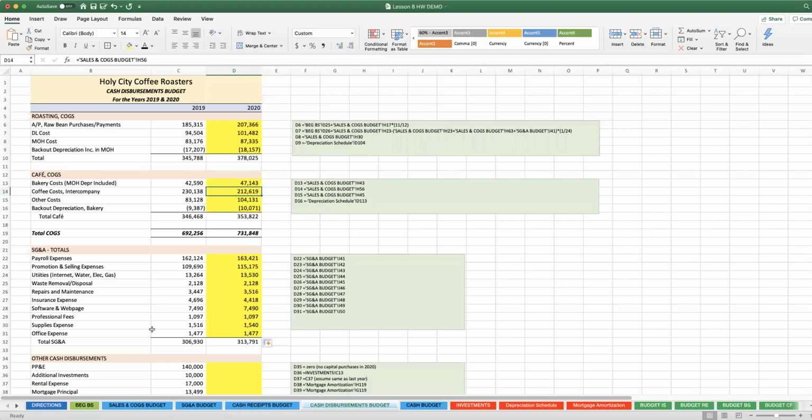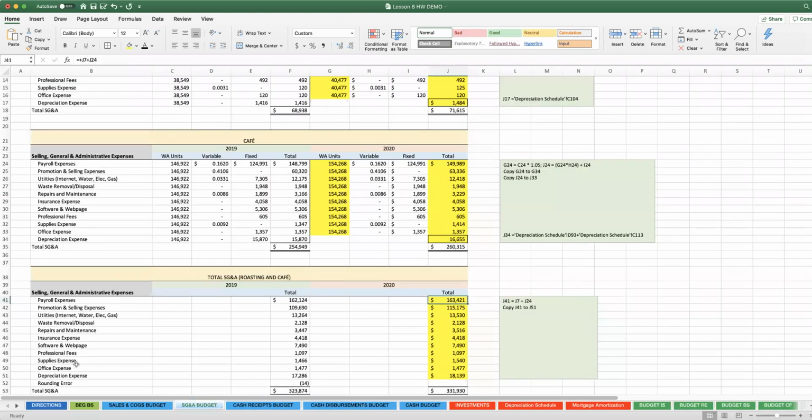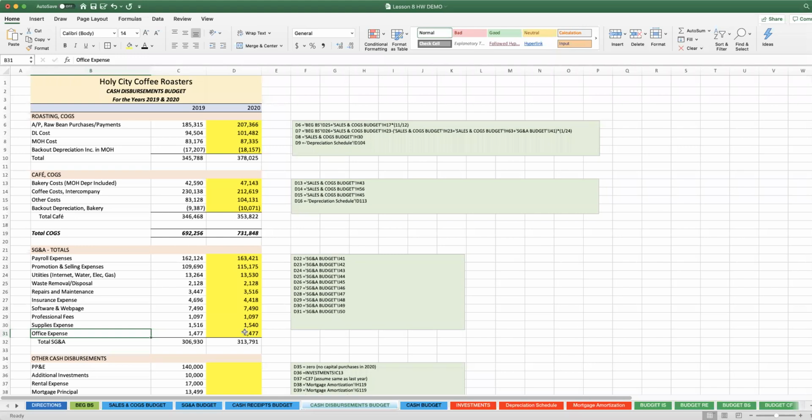All right, notice that when I did SG&A, I stopped at office expense. So let me go back. I stopped at office expense. I did not pick up depreciation. Okay, I did not pick up depreciation. So make sure that's where you stop there. You won't make the mistake because I didn't include it, but you might not think about it.